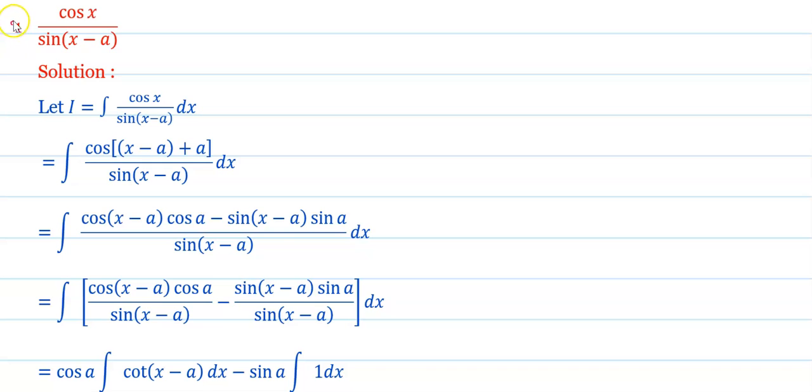This is problem number 2. Integral, I is equal to cos x upon sin of (x minus a) dx. For this type of problem, we will adjust the angle of the cos in terms of the angle of the sine, which is x minus a.